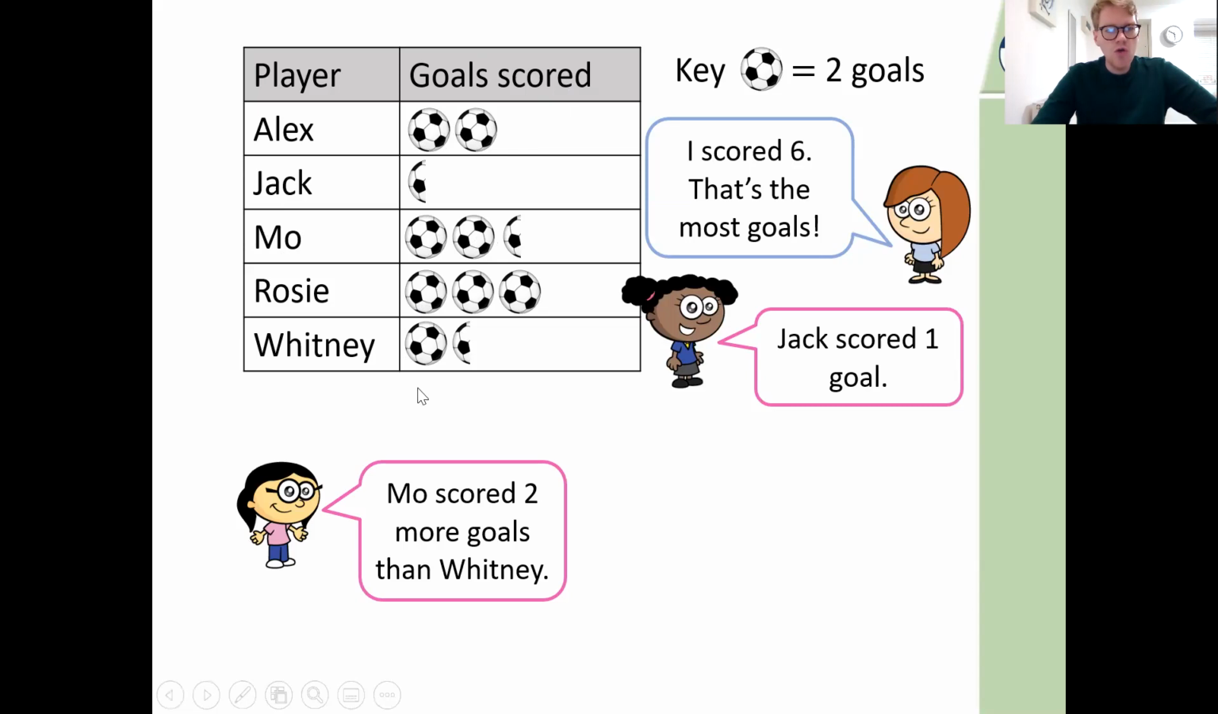So in this case, Mo scored 2 more goals than Whitney. So the difference between Mo and Whitney was 1 football, and that's worth 2. We could say things like Alex scored 3 goals more than Jack.